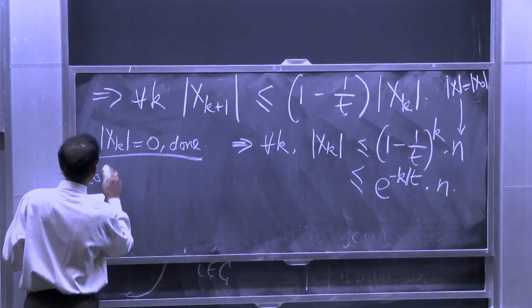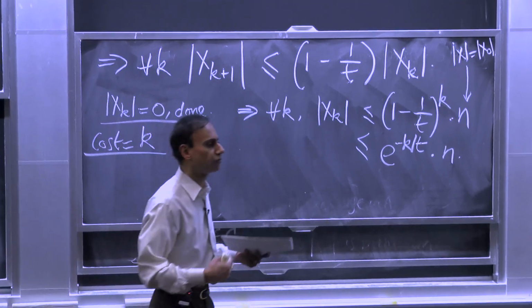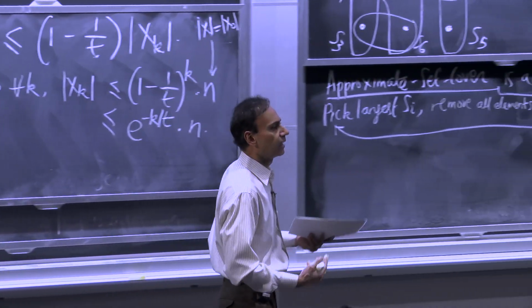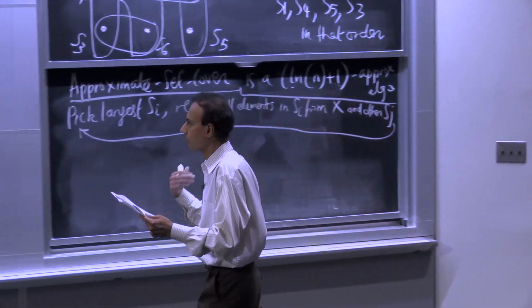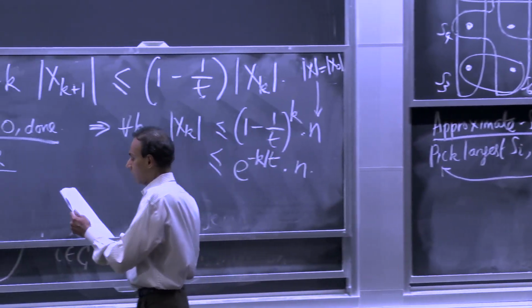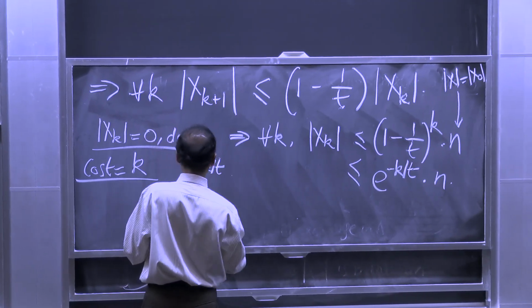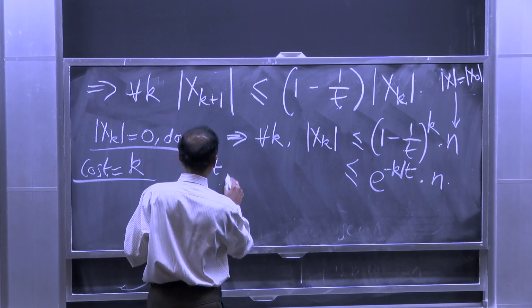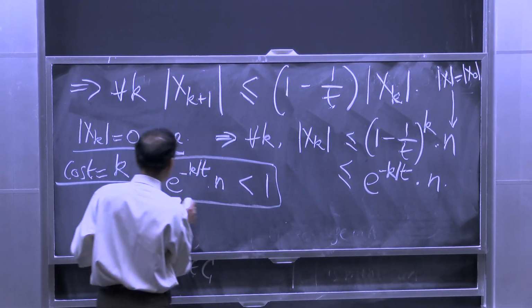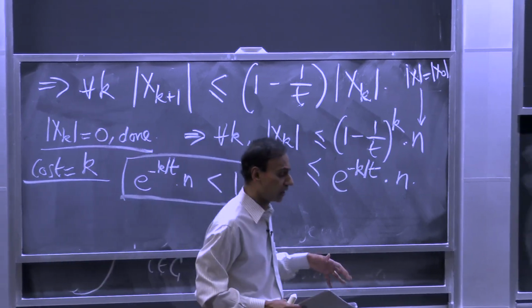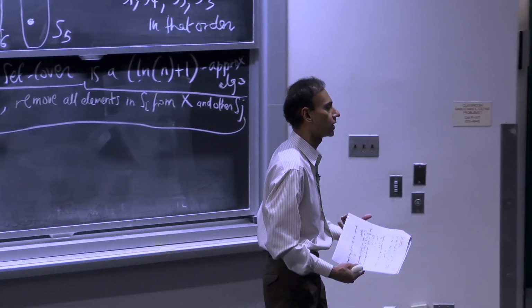You're done. The cost, of course, is k, right? The cost is k because you've selected k subsets, right? So that's your cost. So when it gets to the point, you're done, and the cost is k. So what you need is you need to say that e raised to minus kt divided by n is strictly less than 1, because that is effectively when you have strictly less than 1 element, it's discrete, so that means you have 0 elements left to cover.